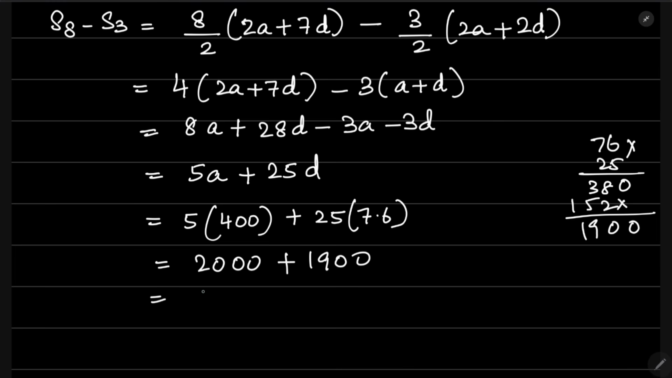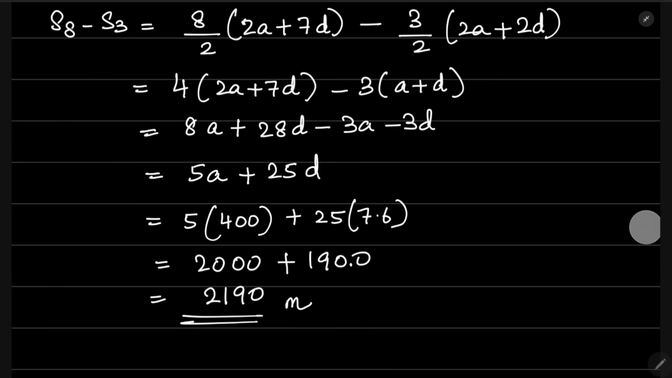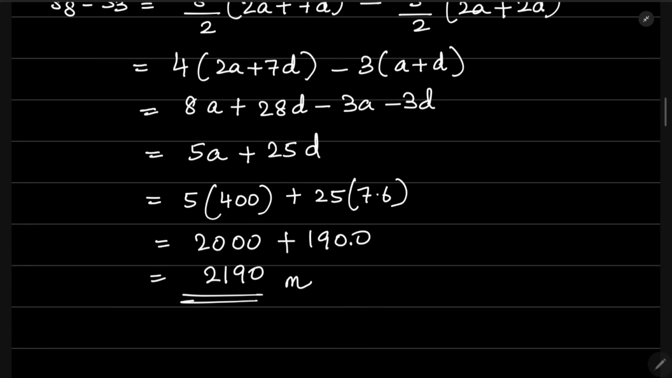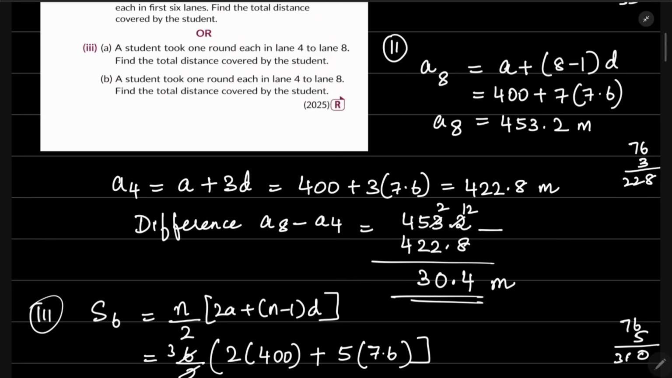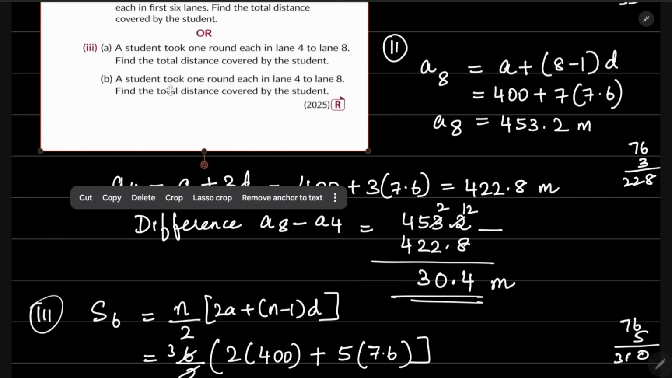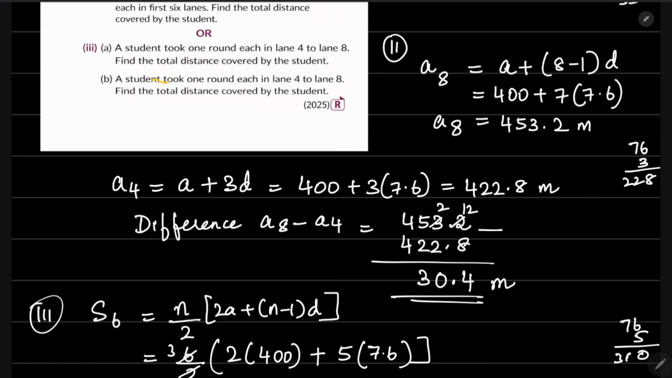So what are you getting now? 1900, but I have to put a decimal point, so it is nothing but 2190 meters. This will be the answer if you are solving it without all those decimal points. So this will be the final answer. This is the answer for the last one. Just ignore this question. The last question is not needed.